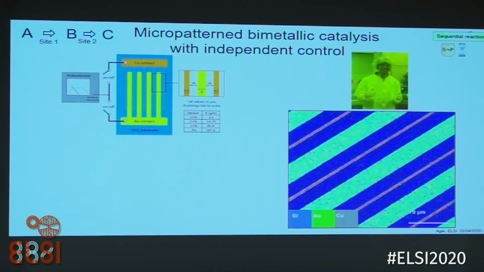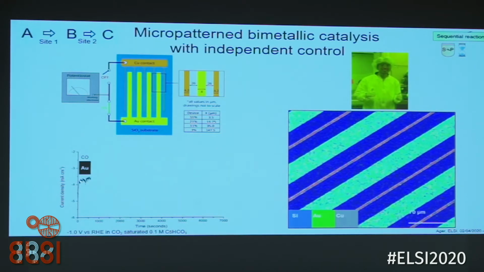So we actually did this experimentally. We made, in the clean room, our catalyst. Here are shown the lines of, in blue and green here of gold, and copper here in red. And this, like enzymes, you turn on and off with biochemical signals. Here we turn them on and off with our potentiostat.